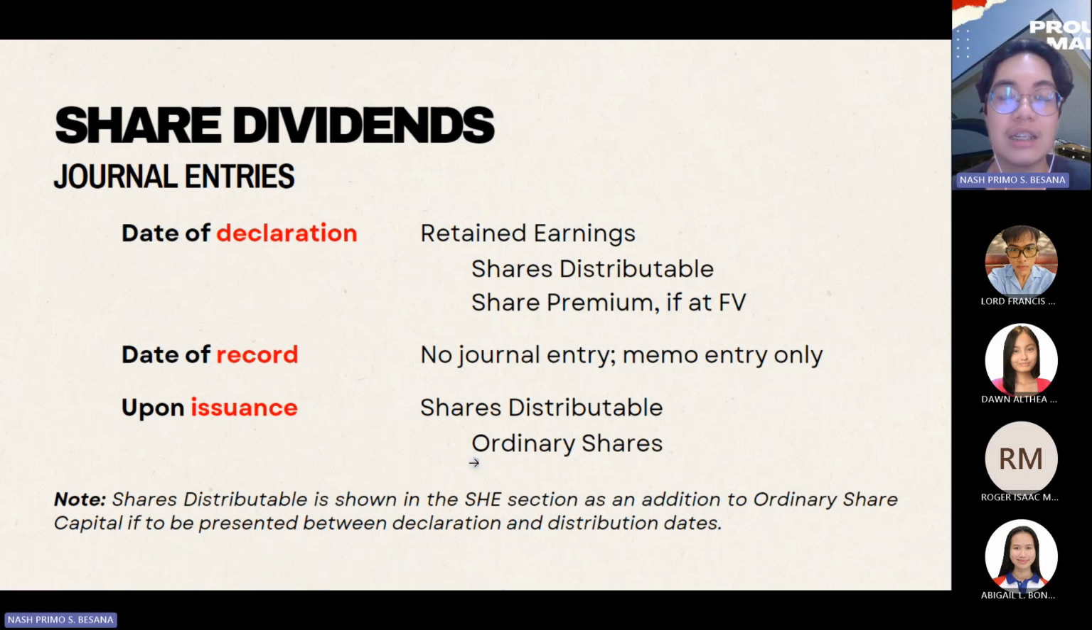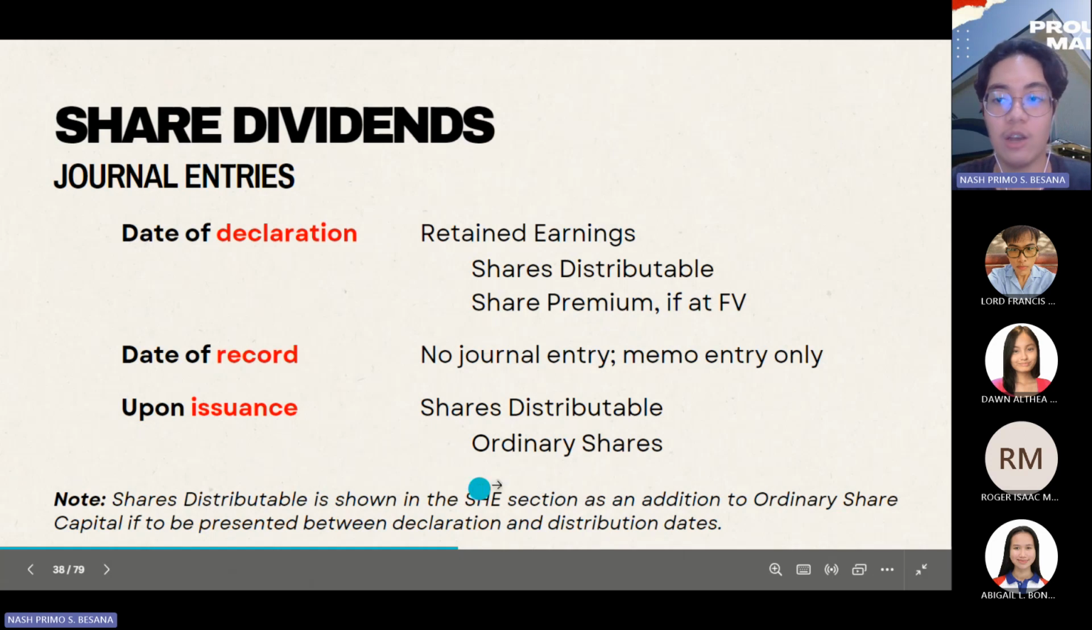So kung yung kanina, yung cash dividends payable tsaka property dividends payable, they are current liabilities, di ba? But yung shares distributable daw, kapag kailangan na talaga silang ilagay sa balance sheet, it is presented as an addition to ordinary share capital. It is a capital account or an equity account. Hindi siya liability. So nakalagay siya sa shareholders' equity, hindi sa liability section.